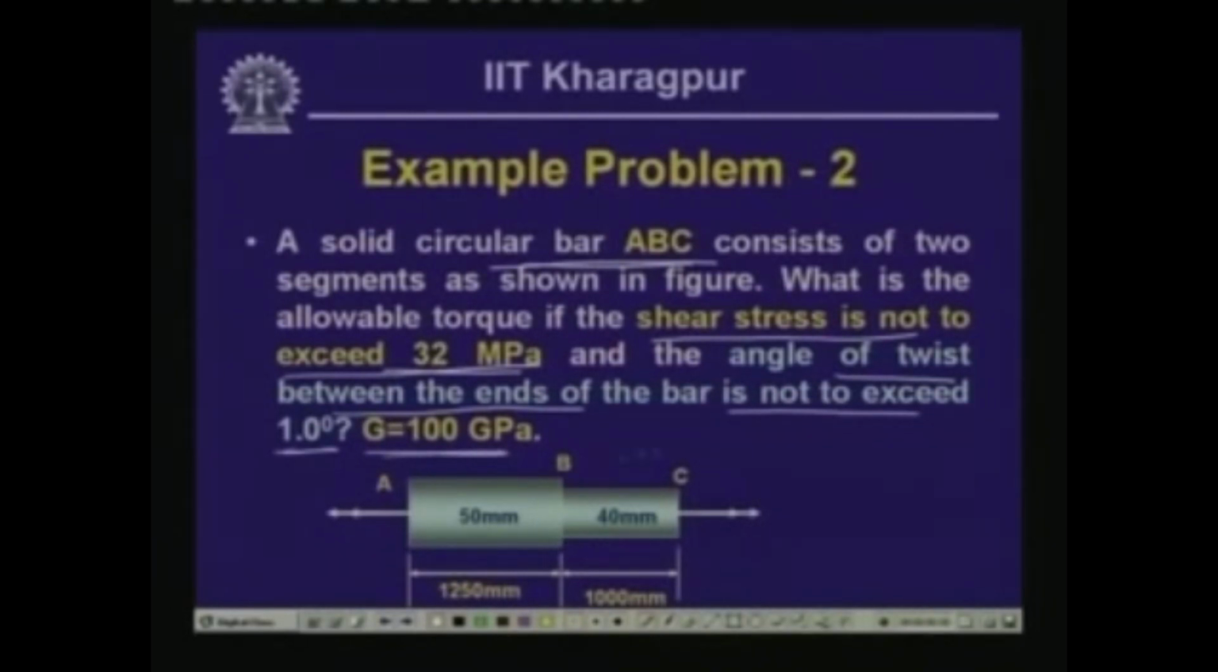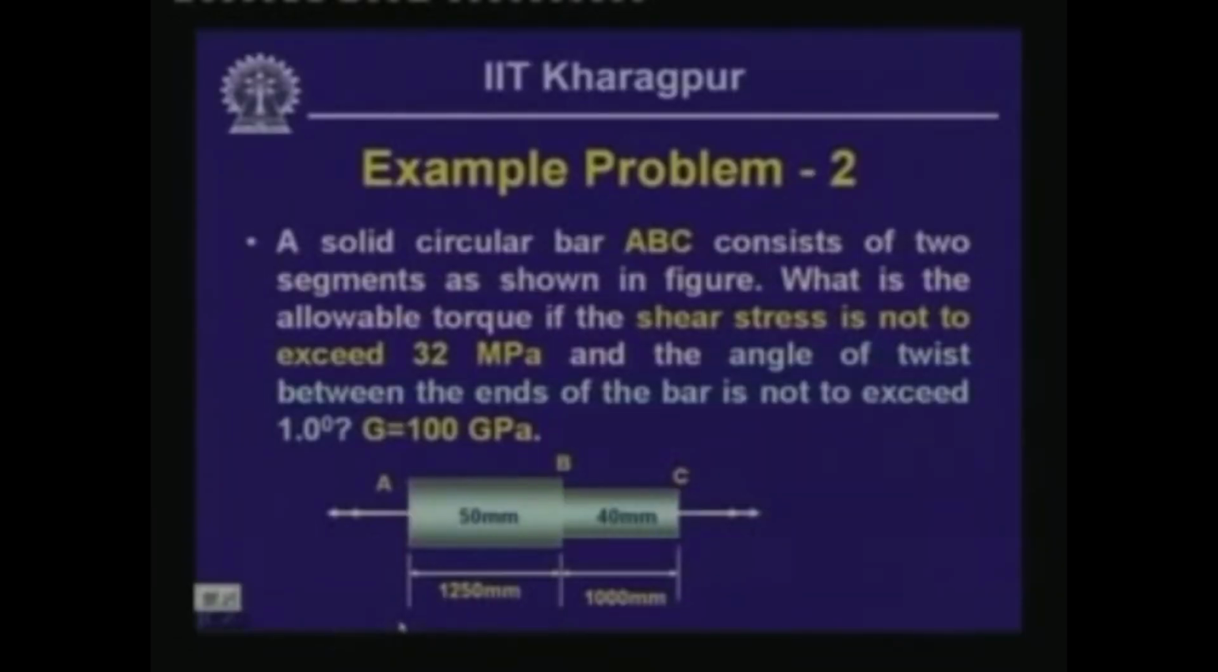Now, here we have one constant torque T, which is acting in this. So, this is the positive twisting moment, and we have two segments which are of diameter 50 millimeter and 40 millimeter. So, shear stress we will have to compute, which will definitely correspond to the lower diameter, but it should not exceed 32 MPa, and the angle of twist should not exceed 1 degree, which will be a combination of theta for the two. Now let us look into the value of this.